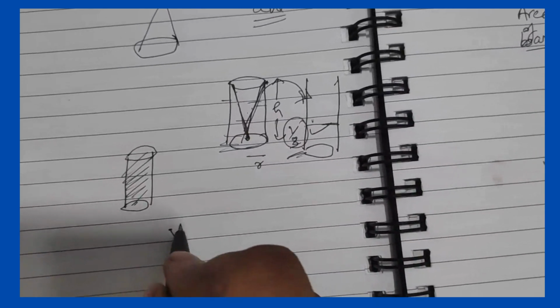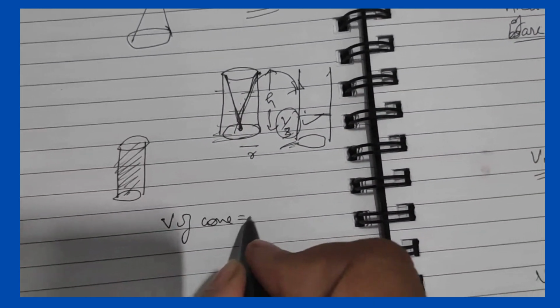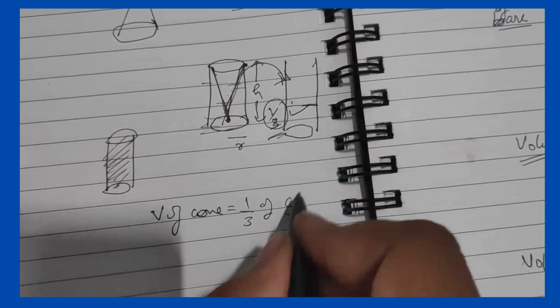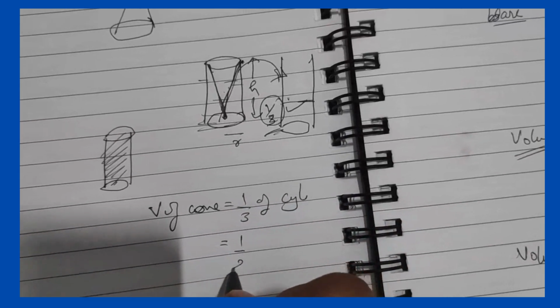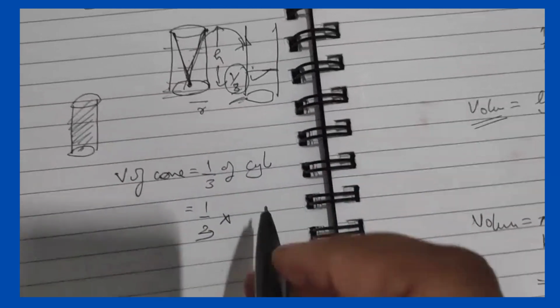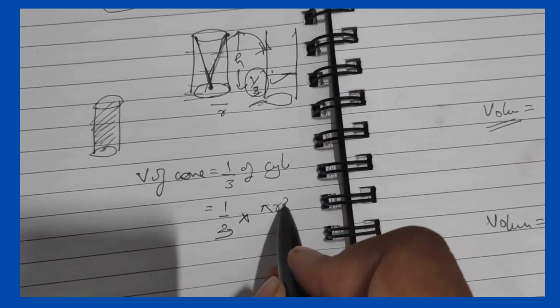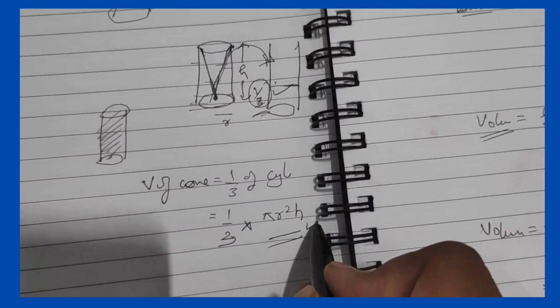So hence the volume of a cone is 1/3 of that of a cylinder, and the volume of a cylinder, which we just read before, was pi r square h. So here our demo ends.